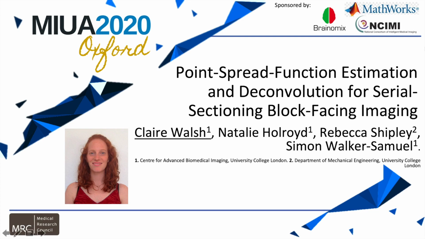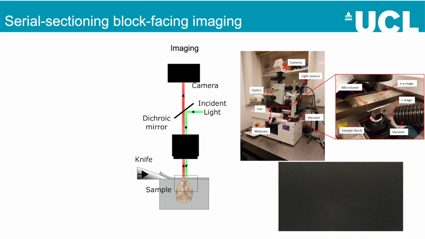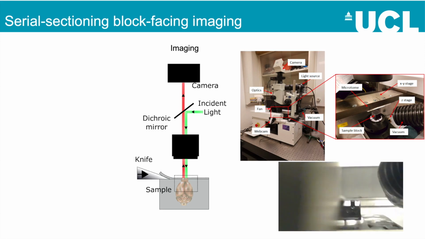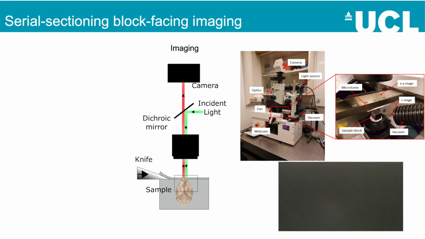I'm from the Centre for Advanced Biomedical Imaging at University College London, and today I'm going to be talking about point spread function estimation and deconvolution for serial sectioning block-facing imaging. Essentially what you have here is a sample embedded within a hard resin block. That sample is mounted within a system. The system contains an automated sectioning blade as well as some sort of microscope system.